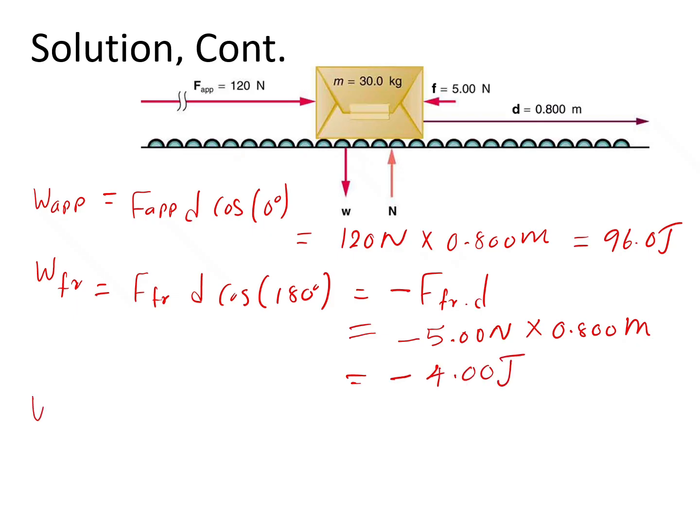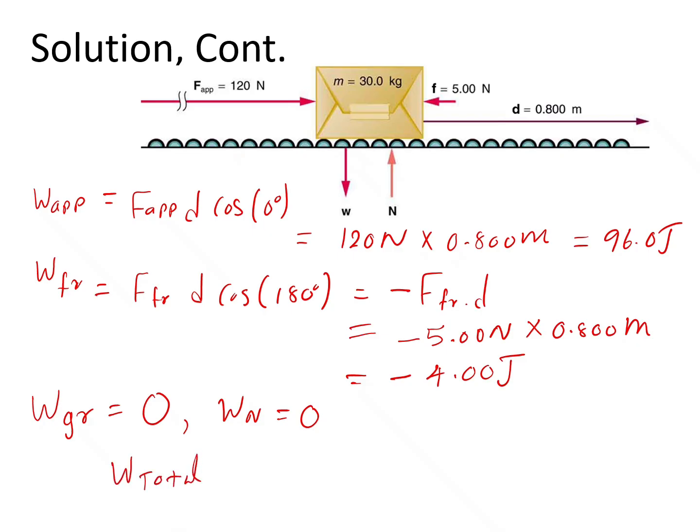And the work done by the force of gravity is equal to 0, and also the work done by the normal force is equal to 0, because the force of gravity and the normal force are in the vertical direction, and we do not have any displacement in the vertical direction. So the work done by the gravitational force and the normal force will be 0.